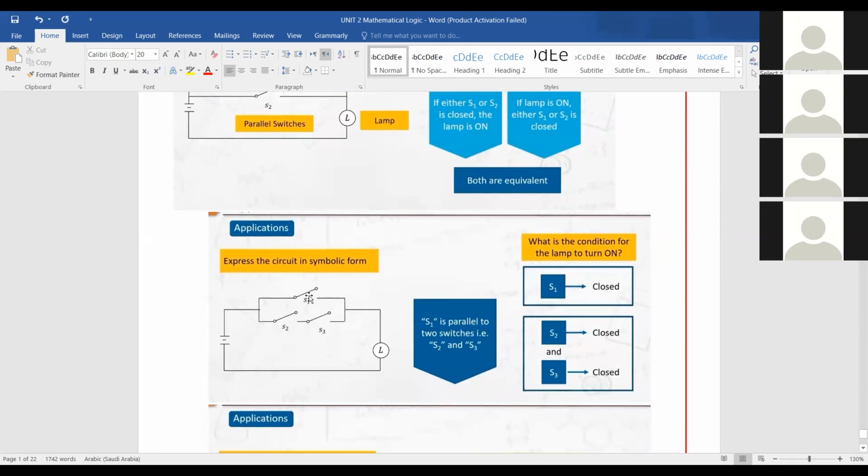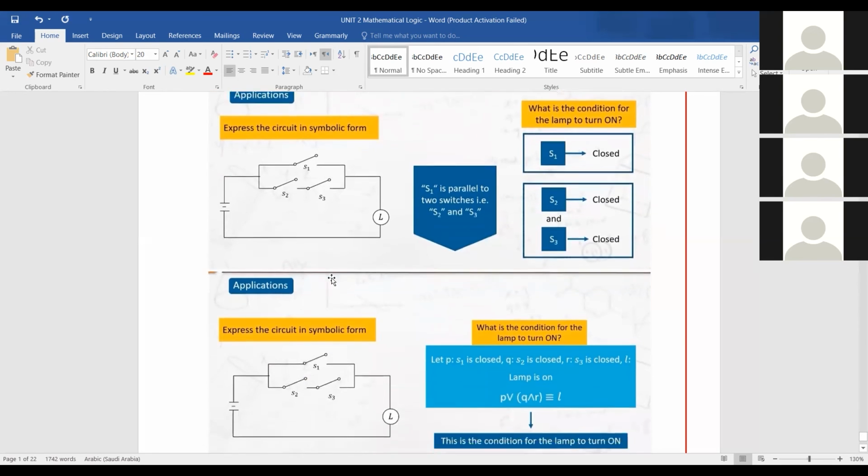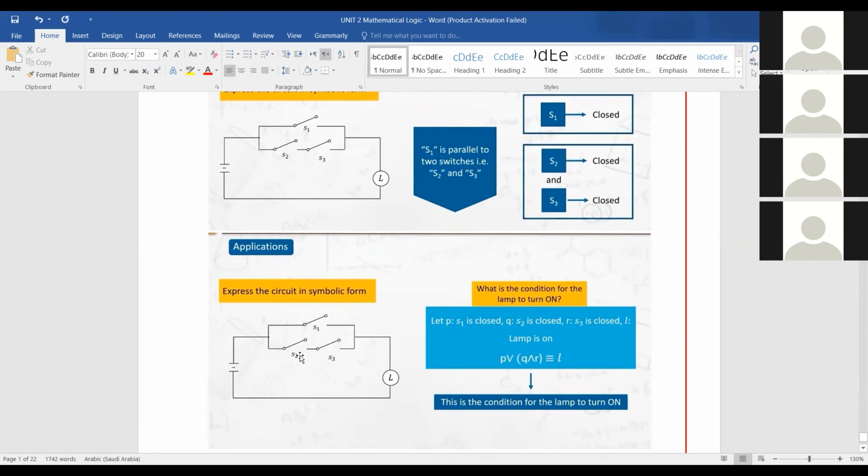Here, we have switches S1, S2, and S3, but S2 and S3 are not parallel. These two follow one another. So can I say I can only close S2 and the current will flow? No, because here it's open. It needs to be closed, then only current will flow. So now we're going to make a statement for this. Let P be S1 is closed, Q be S2 is closed, R be S3 is closed, and L be the lamp is on.